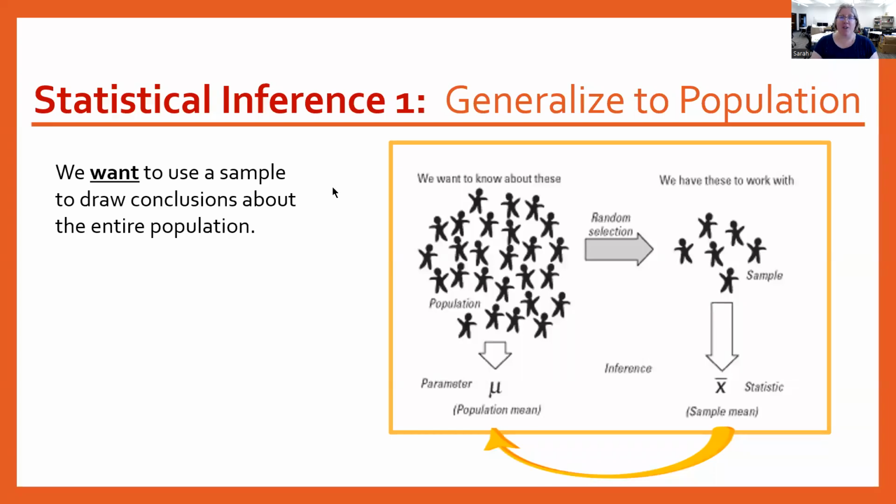We're going to look at the first part of statistical inference, which is how do I take the results from my sample and generalize those to the population? So what we want is to be able to use the sample to draw conclusions about our entire population.